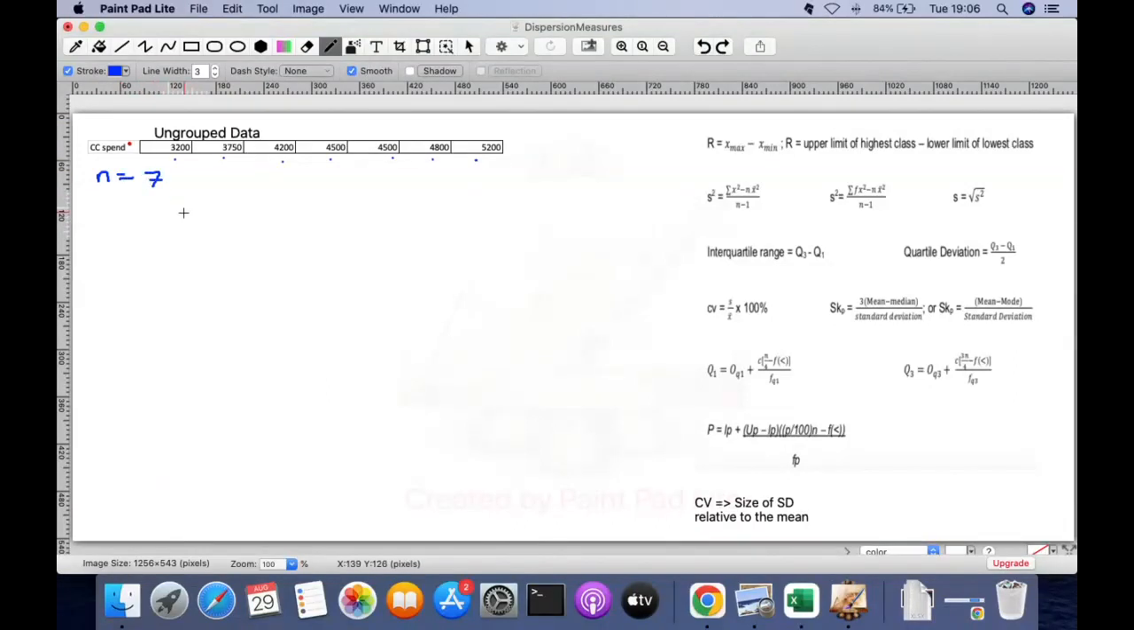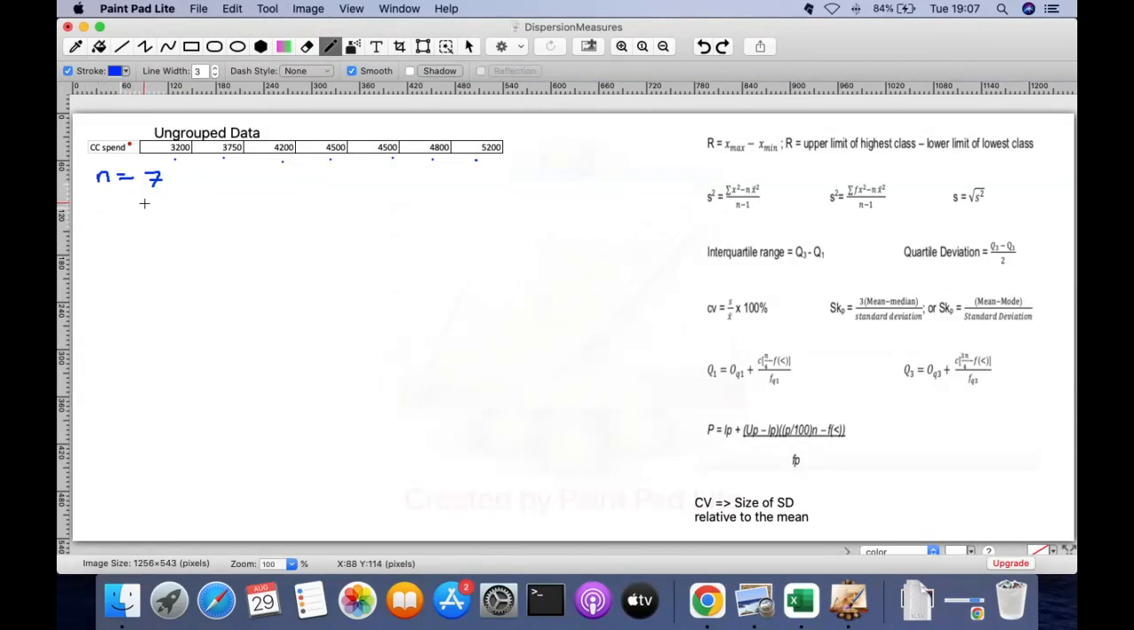Now, in dispersion measures, basically what you're trying to answer is how spread out or how dispersed your data is. There's a couple of metrics that we use to assess dispersion. Things that you would most likely be asked is to work out the variance, standard deviation, percentiles and quartiles. Those are very common questions, so I'd encourage you to get familiar with this. In this session, I'm going to show you how to do it when the data is ungrouped, when you're given explicitly the values for each sample. So we've got 7 people, and we know how much they spent.